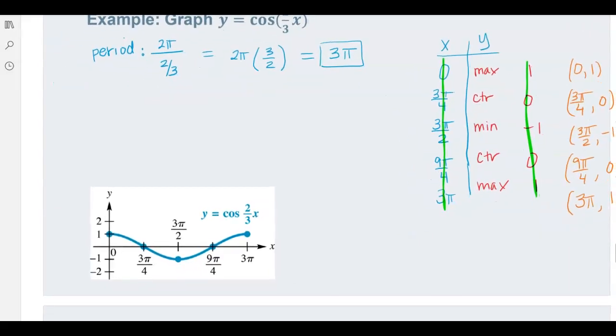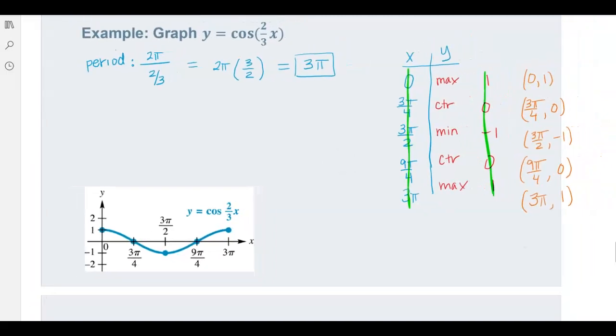I know that you'll be using Desmos to get a lot of these graphs, but you're going to have to show me some of this algebra behind the scenes of how you got these 5 key points, and you can see them reflected on this graph here.